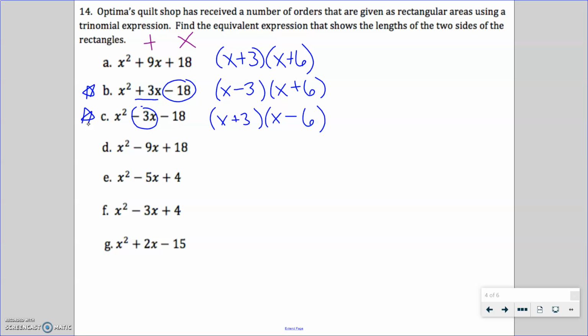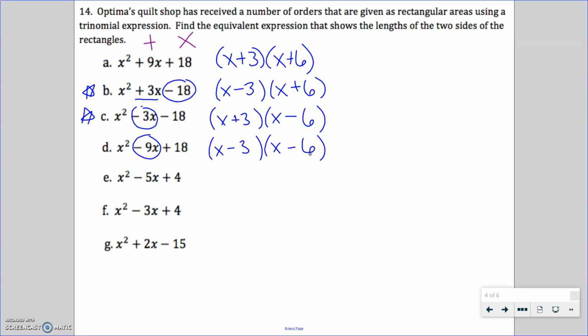Letter D, still working with 18, but the fact that I want it to add to give me 9 makes me think that this might be a little bit different. But actually, now that I think about it, what if I do -3 and -6, make them both negative? Then they'll multiply to give me positive 18, but add to give me -9. That's the way to go.